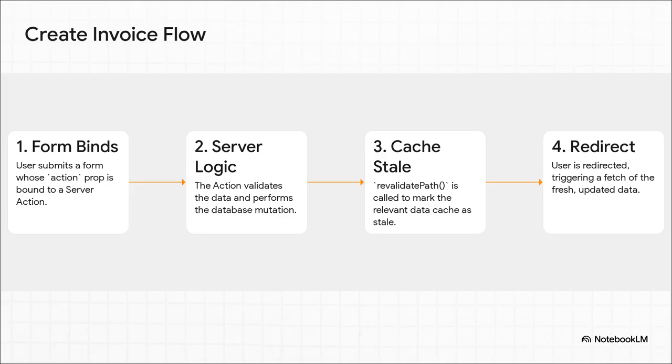So, check out this workflow. Step 1. The user fills out the invoice form and hits Submit. The form's action attribute points directly to our Create Invoice server action. No onSubmit handler needed. Step 2. That action runs on the server. First thing it does, it validates the data. This is absolutely non-negotiable for security. Step 3. If the data is good, it inserts the record into the database. And finally, Step 4. It calls revalidatePath to clear the cache for the invoice list, and then redirect to send the user back. That's it. A complete, secure, end-to-end flow.